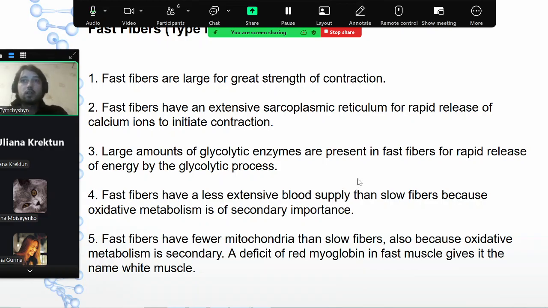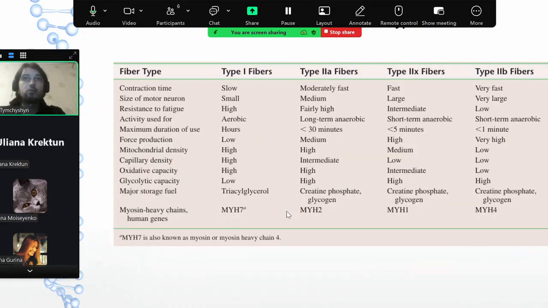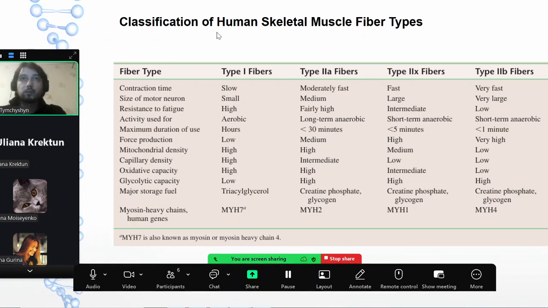And of course you will expect that they have fewer mitochondria, because you use mitochondria to perform all the oxidative phosphorylation and all that stuff, and if you don't rely on that so much, you don't need so many, so you will have fewer mitochondria. And of course there is a deficit of myoglobin in fast muscle, because once again you don't rely on the oxidation, so you don't need that.